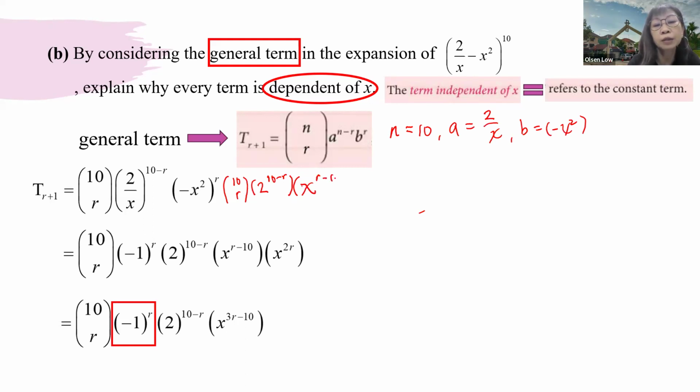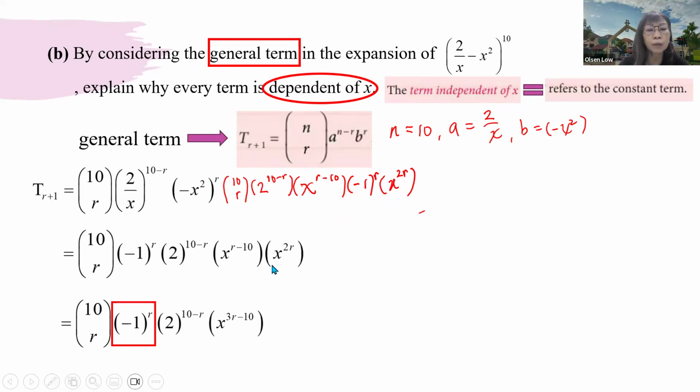x equals to r minus 10. And then the negative x squared itself, I split. This will give me this, and then x to the power of 2r. So once I am able to get this, then I combine the x terms together. So this is what I have here.